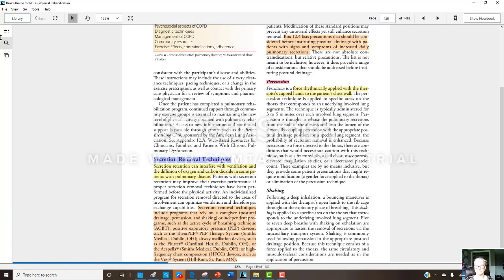The technique is typically administered for 3 to 5 minutes over each involved lung segment. Percussion is thought to release the pulmonary secretions from the wall of the airways and into the lumen of the airway. By coupling percussion with the appropriate postural drainage position for a specific lung segment, the probability of secretion removal is enhanced.